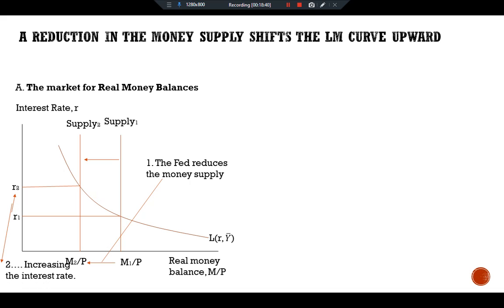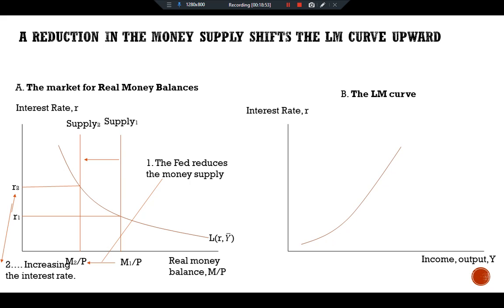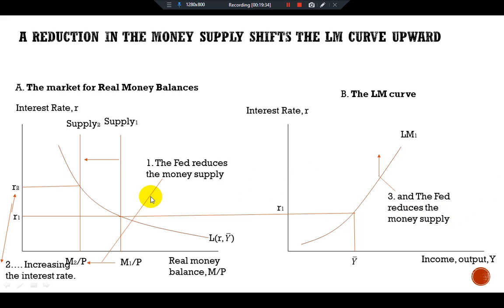Now, what happens to the LM curve? We have income output Y on the x-axis and interest rate r on the y-axis, and here we have the LM1 curve. We suppose that we have a fixed income, and with fixed income, a lower supply of real money balances increases the interest rate, and that rise in the interest rate shifts the LM curve upward.